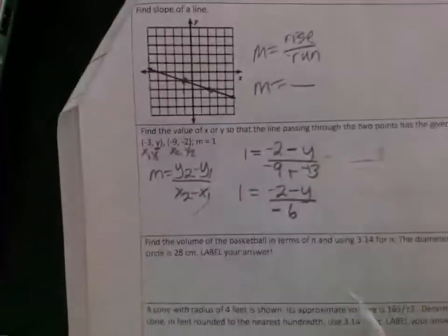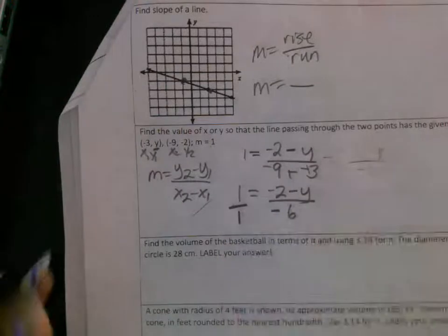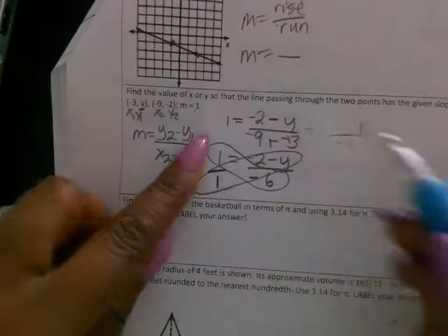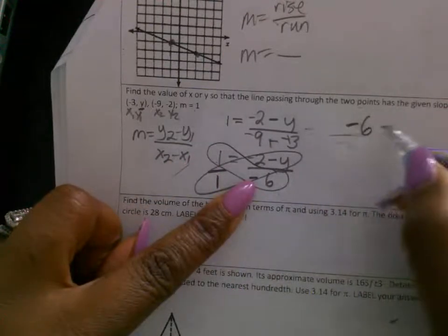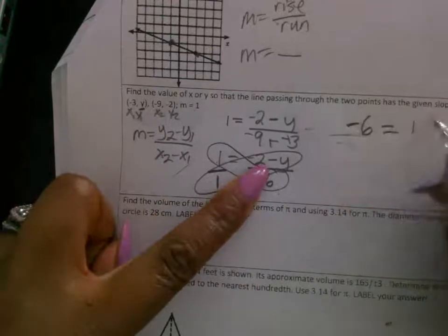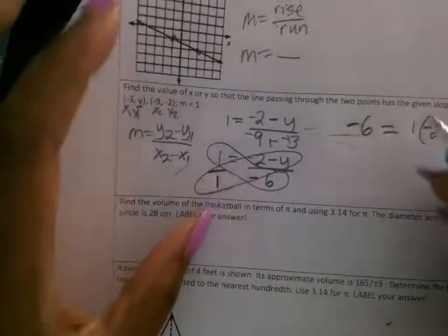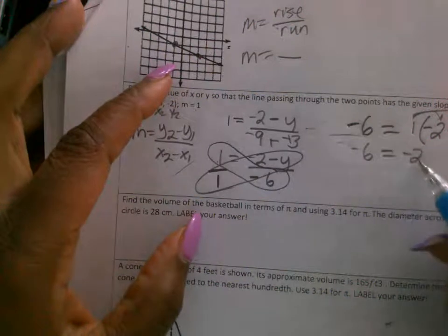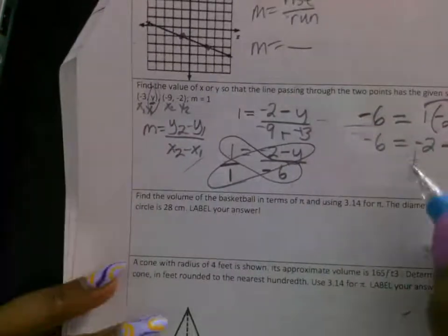Okay, so now this is a proportion. Just make this into a fraction, and then cross multiply. So when you cross multiply, you multiply 1 times the -6, which gives you -6. And on this side, you multiply 1 times -2 minus y. So when you distribute, this gives you a -2 minus y.